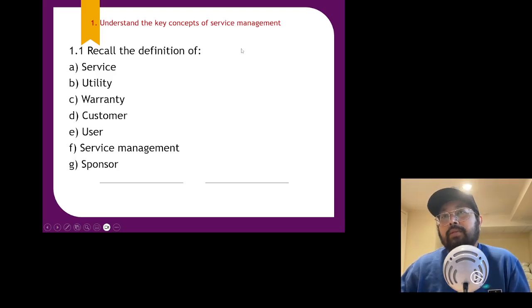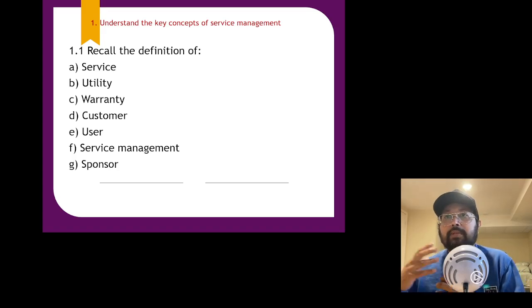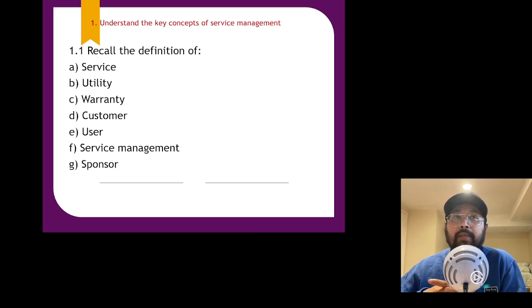We are now going to discuss the first topics from the syllabus. This is understand the key concept of service management. So 1.1 is recall the definition of service, utility, warranty, customer, user, service management, and sponsor. This is recall of the definition. So this definition is very important, and most of the time in the real test you will find questions like what is the definition of service, what is the definition of utility, this type of question.